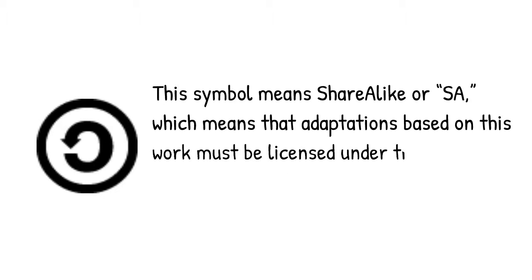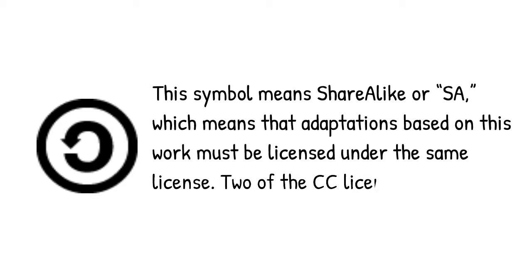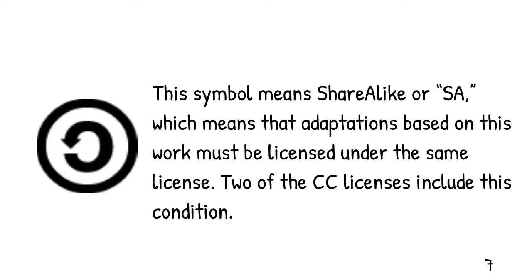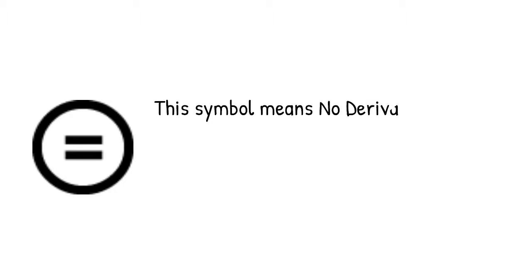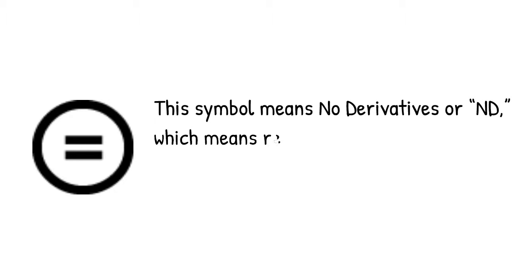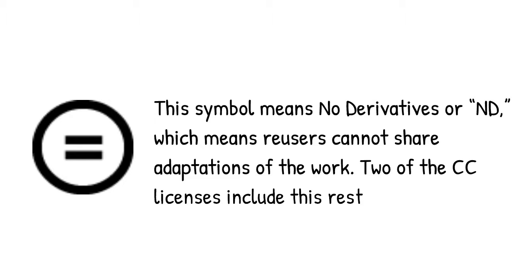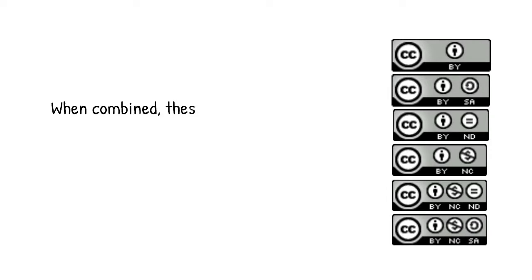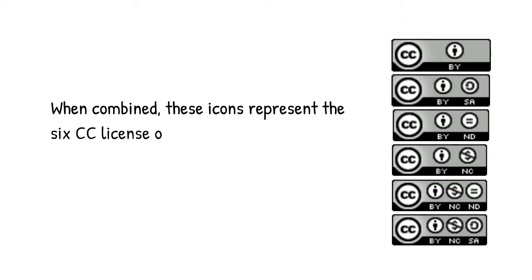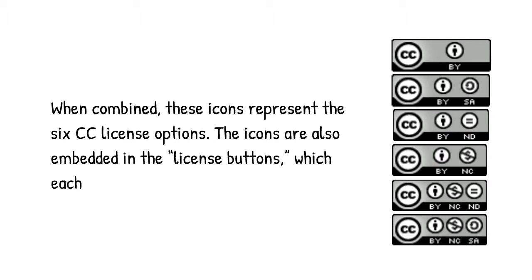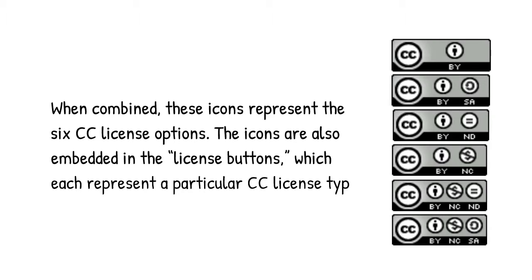This symbol means share alike or SA, which means that adaptations based on the work must be licensed under the same license. 2 of the CC licenses include this condition. This symbol means no derivatives or ND, which means that reusers cannot share adaptations of the work. 2 of the Creative Commons licenses include this restriction. When combined, these icons represent the 6 Creative Commons license options. The icons are also embedded in the license buttons, which each represent a particular Creative Commons license type.